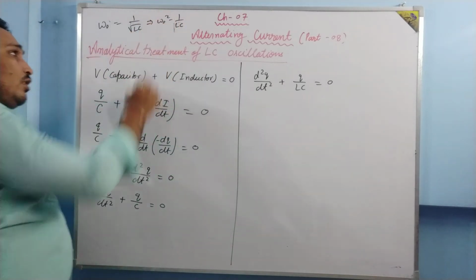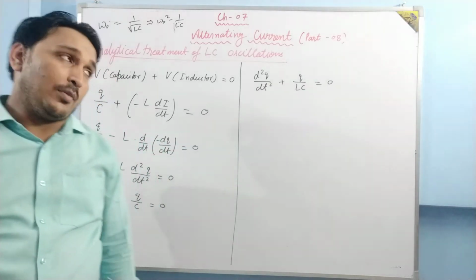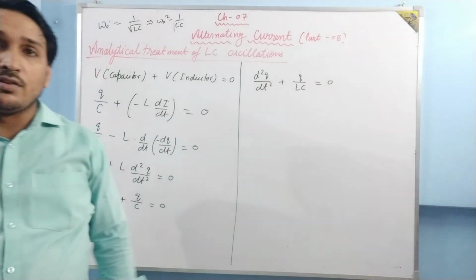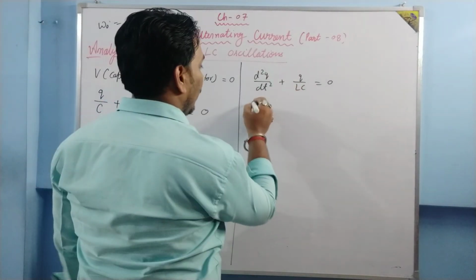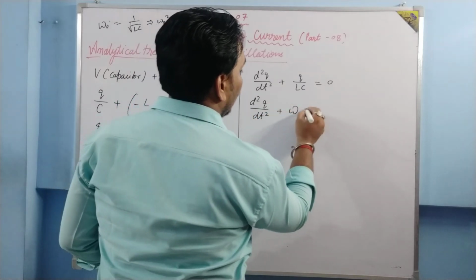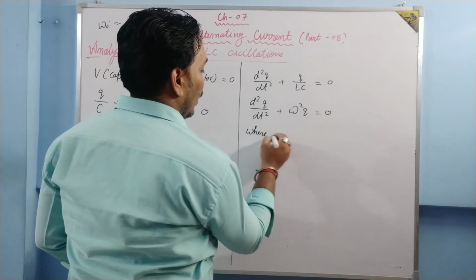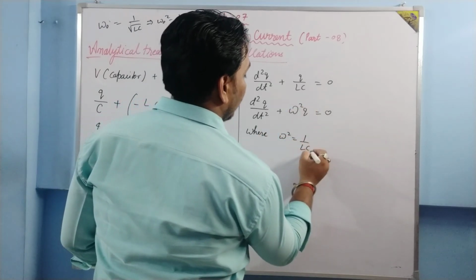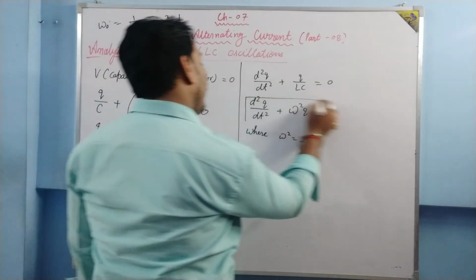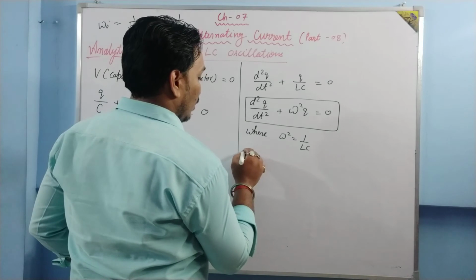Omega is angular frequency. I am not saying this is going to be a resonating frequency, but it is an angular frequency only. So in place of 1 upon LC, we can write d square q upon dt square plus omega square q is equal to 0, where omega square is equal to 1 upon LC. So this equation is a double order differential equation.